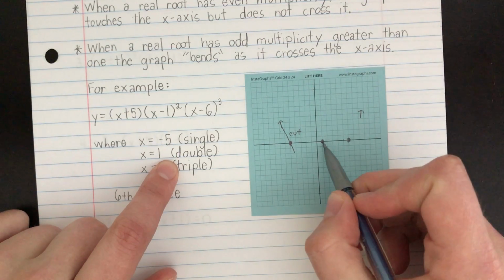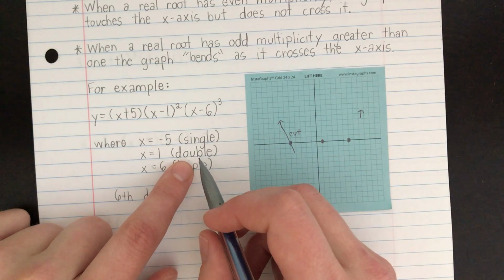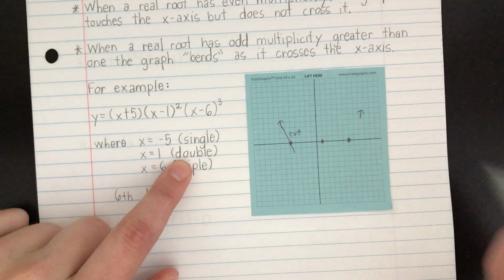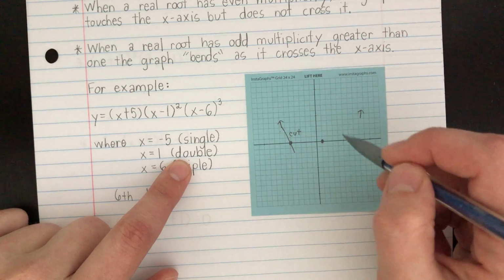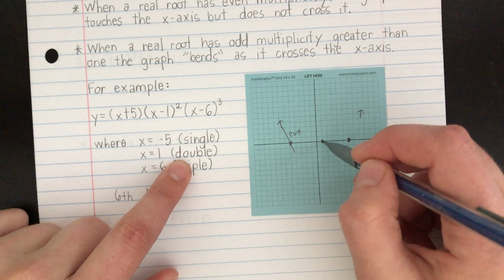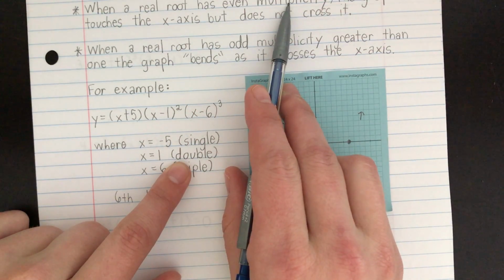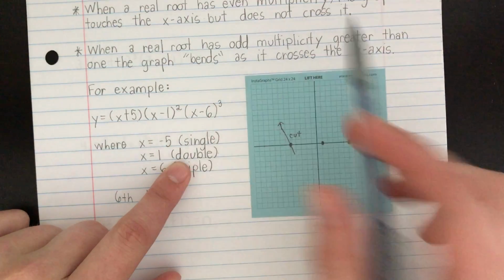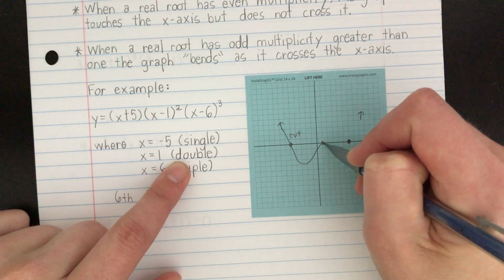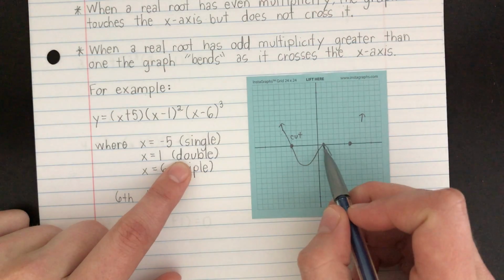Okay, but at +1, at the x-intercept of +1, I have what's called a double. And remember that doubles will behave like quadratic, okay? And a quadratic looks like either a hilltop or like a U. So that's what shape I'm going to make here. And that also makes sense because it talks about here, even multiplicity, the graph touches the x-axis but does not cross it. So what I'm going to do is touch the x-axis but not cross it. I'm going to make a quadratic type shape there at that root.